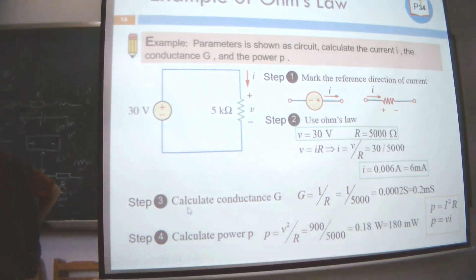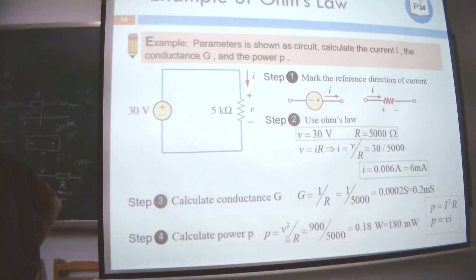Step 3, we calculate the conductance. Use G equal to I over V, and we get the result. And we also can put it in millisiemens. Step 4, we calculate the power.